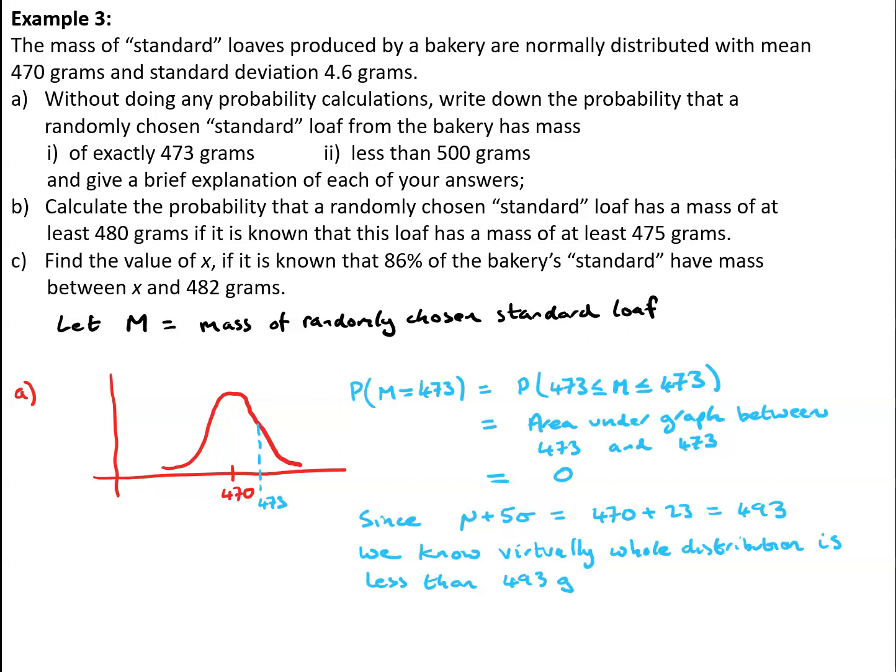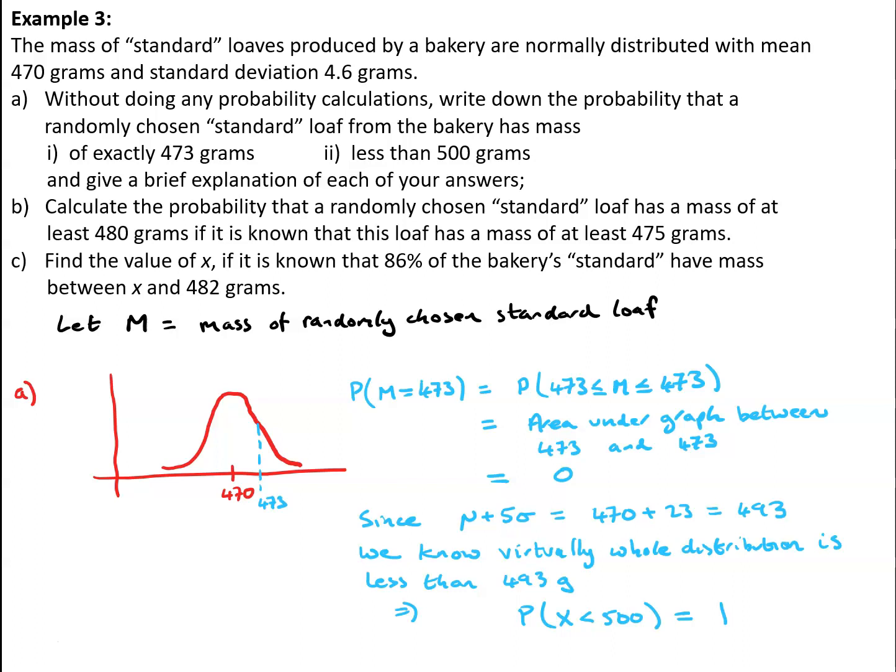So that means that all, or virtually all, of the distribution is less than 493 grams. So virtually all of the distribution is less than 500 grams. So we can say that, to a high level of accuracy, the probability that x is less than 500 is going to be equal to 1.